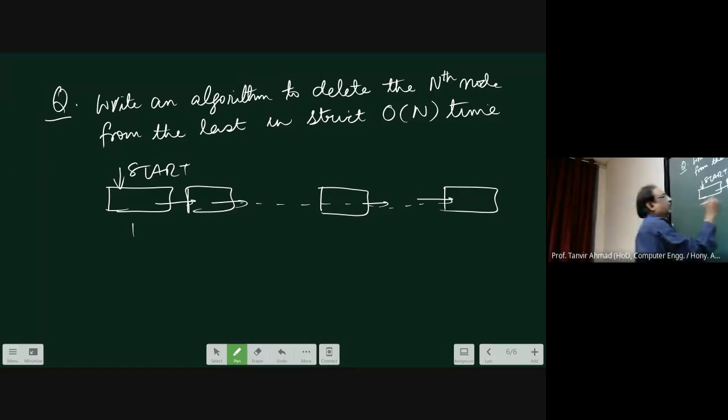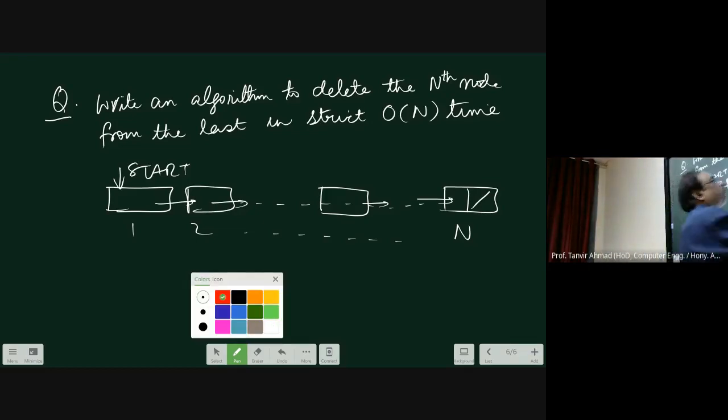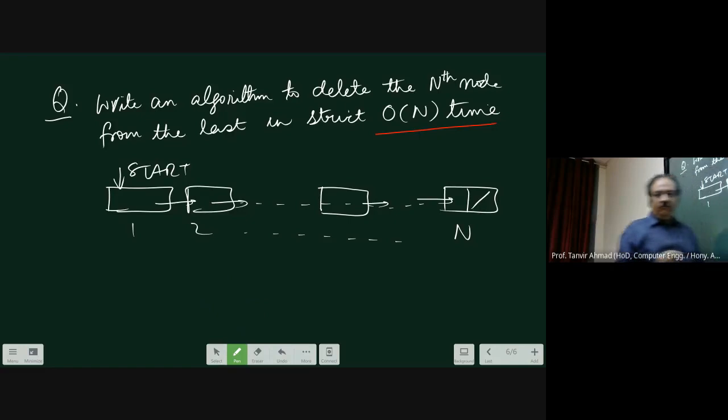Suppose this is number 1, 2, and this is maybe n, and I want to delete, say, the 10th node from last. Now in that case, if n is 100, I want to delete the 91st node. If n is 1000, I want to delete the 991st node. But the constraint is that it has to be in order of n time only.